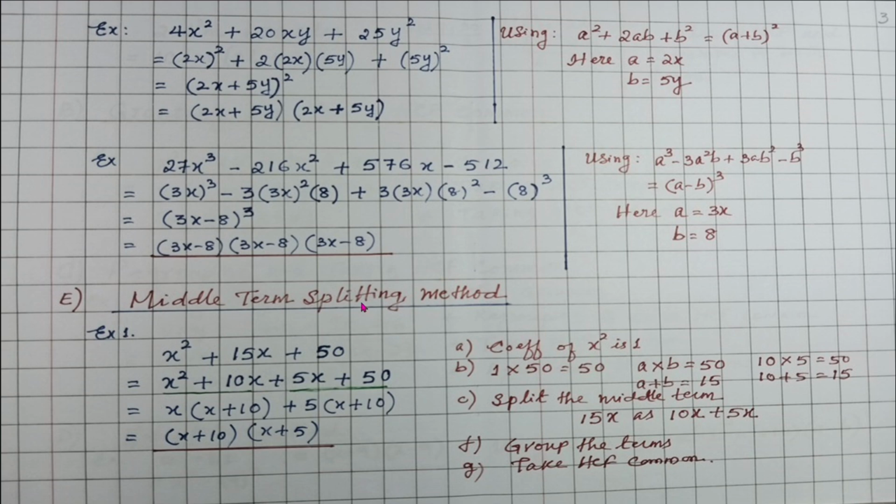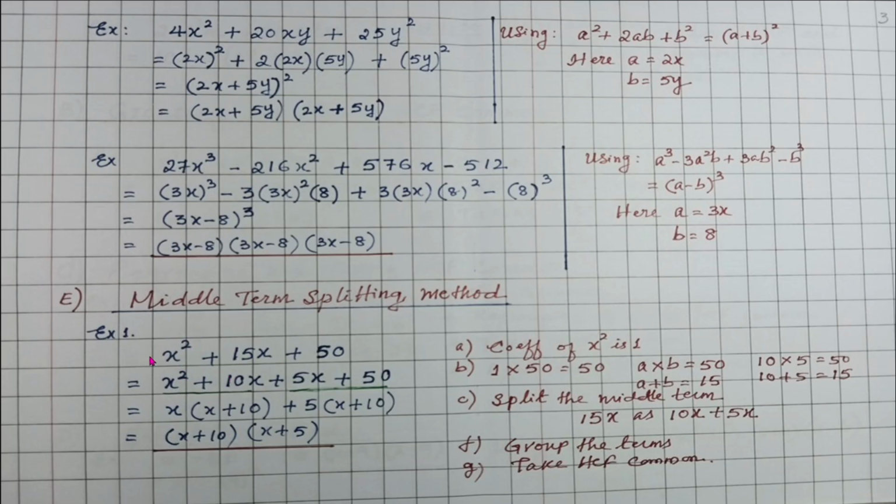Now let us understand this. As I've told you, in the middle term splitting method we use an identity (x plus a) into (x plus b) is equal to x square plus (a plus b) into x plus ab. Let us see how it is used. This is the example given here, x square plus 15x plus 50. There are only 3 terms here. So whenever there are 3 terms we have to go for middle term splitting. 15x is the middle term, we have to split it and make 4 terms. But there is a procedure of splitting, and the procedure is very simple.